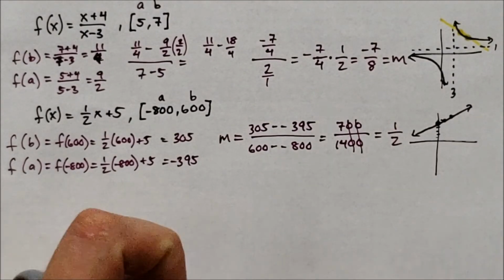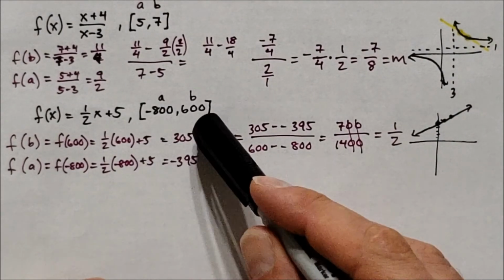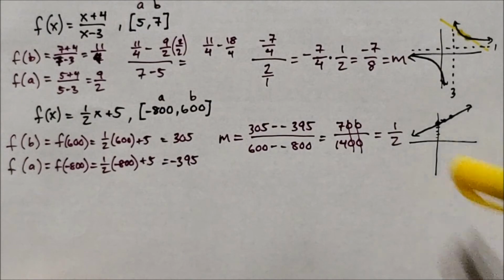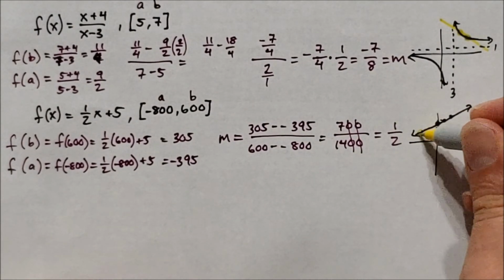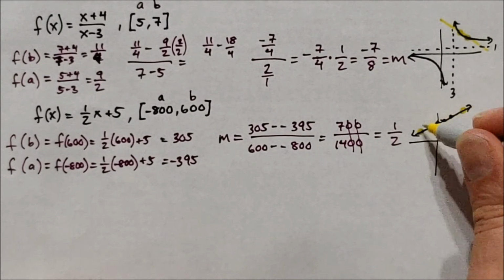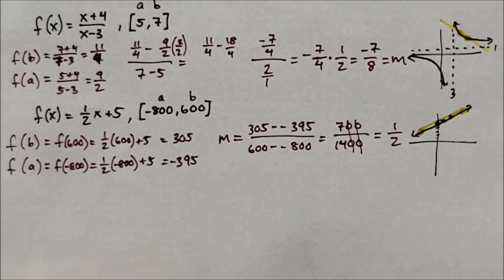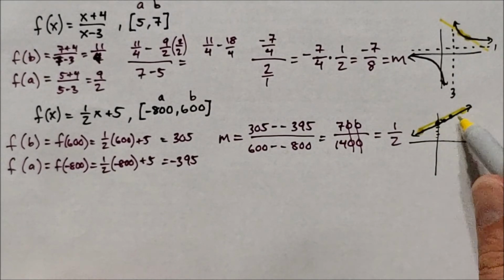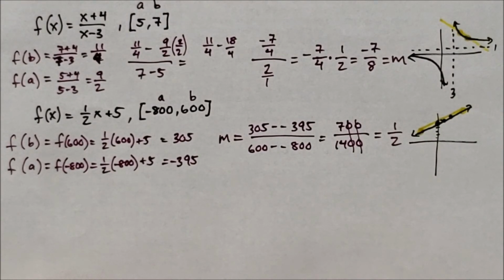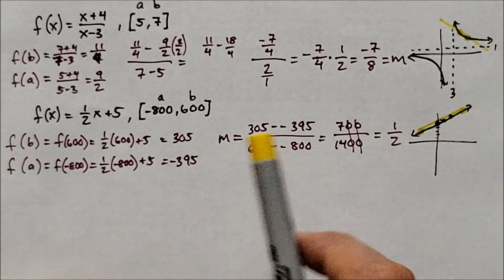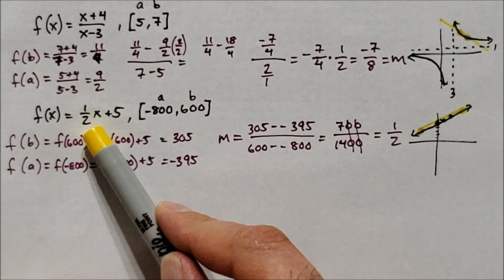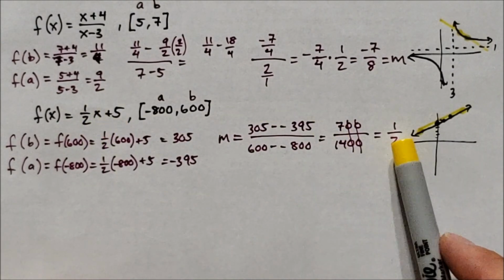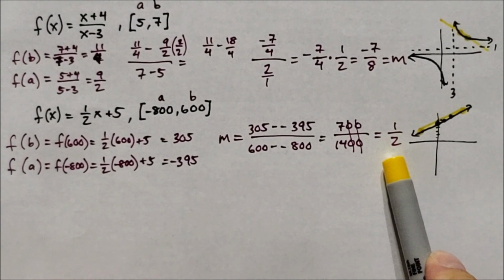Continuing on, what is the average rate of change from negative 800 to 600? If we count that all the way out, we see that it's still on this line. The average rate of change is right on that line, and it's going to be 1/2. If the slope of this line is always 1/2, then the average rate of change will be 1/2. We shouldn't have a mystery there.